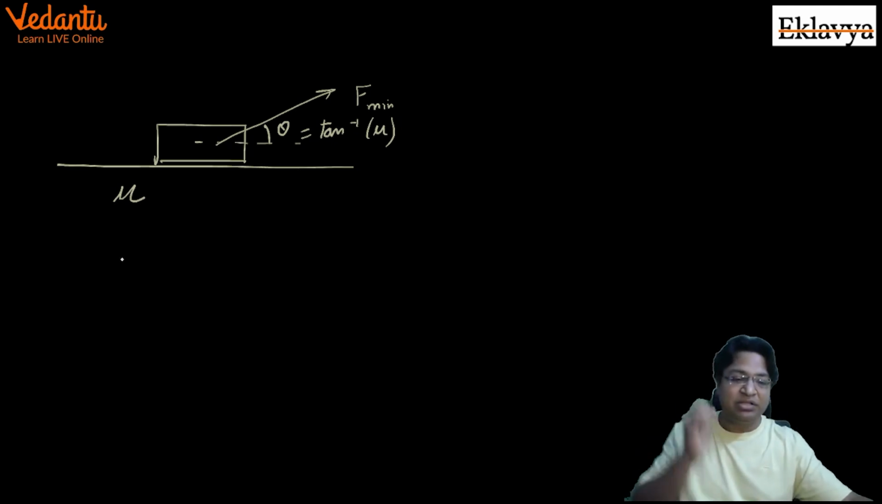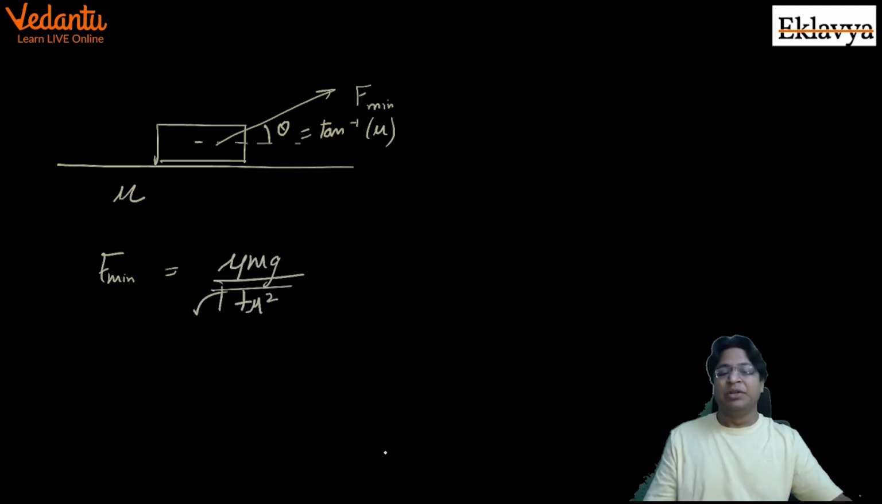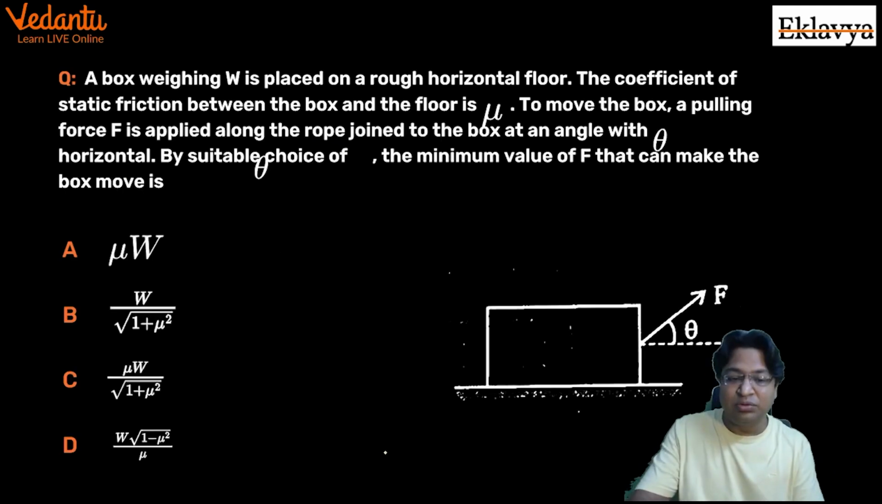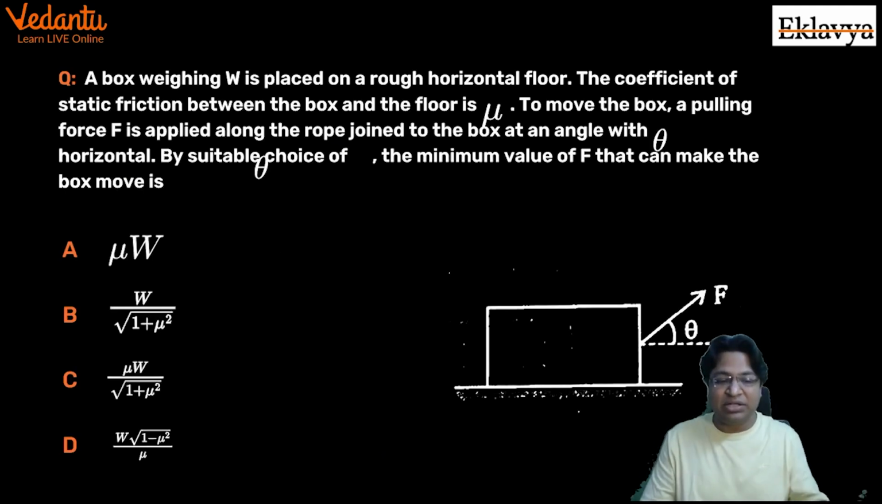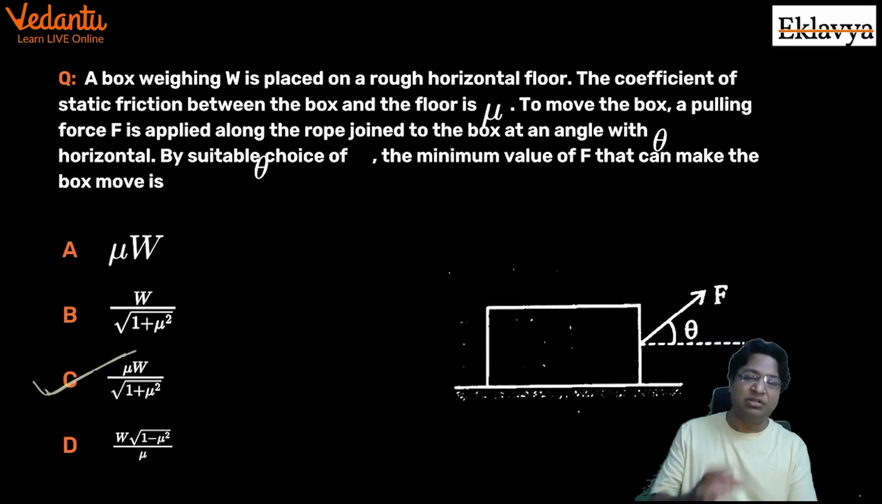So this is the angle, and this minimum value turns out to be mu mg upon square root of 1 plus mu squared. So if you know this result, then you can straight away mark the answer as option C. If you don't know the result, then this question actually becomes a lengthy question. It is not a question to be solved in 2 minutes anymore.